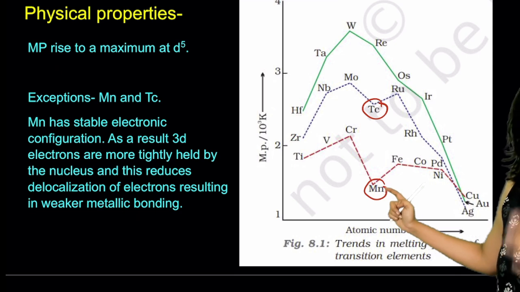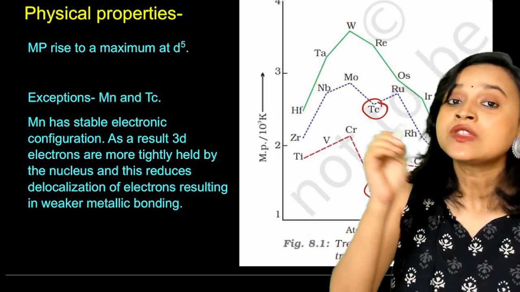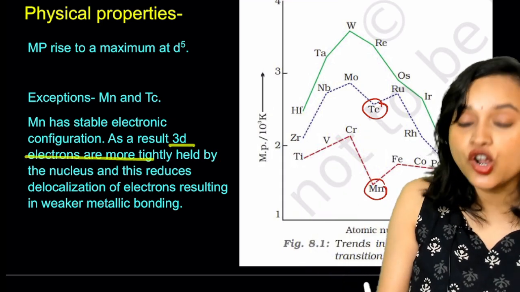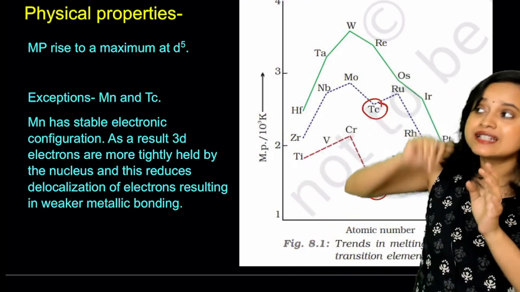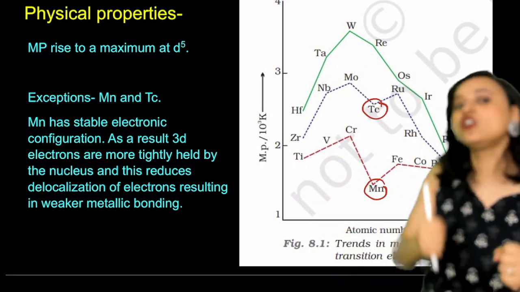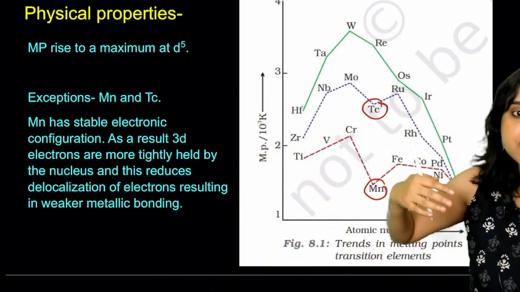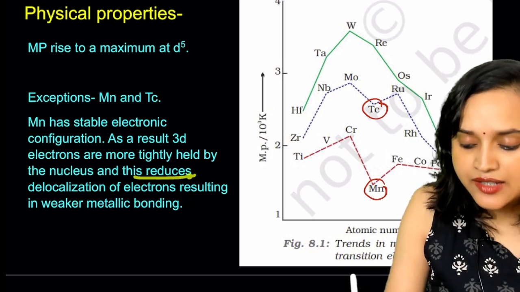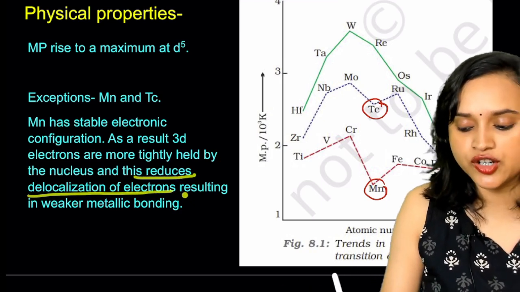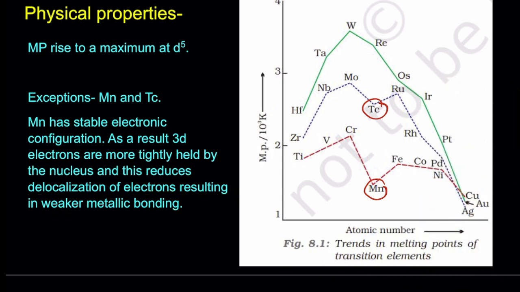The explanation is that manganese has a stable electronic configuration, which is why the 3d electrons are more tightly held by the nucleus. The nucleus can see the electrons and it is tightly holding on to them. That means that all the electrons are not free to go. All the electrons are not readily available to go away from the nucleus. Understood? And that is why it reduces the delocalization of electrons, which results in weaker metallic bonding. Do we understand this, everybody? I hope we understand this.